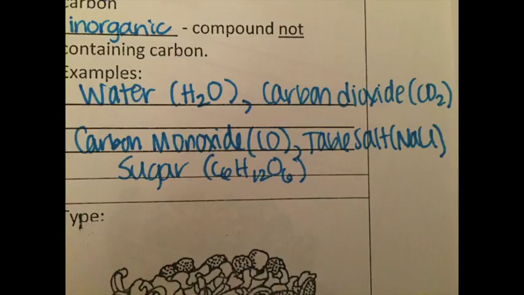So in our list of examples, water would be inorganic because there's no C for carbon. Carbon dioxide, CO2, is organic because there is a capital C for carbon. Carbon monoxide, CO, is organic because it has that capital C for carbon. Table salt, NaCl, is inorganic. The capital C in table salt is part of chlorine, not carbon. And sugar, C6H12O6, is organic because the capital C is for carbon.